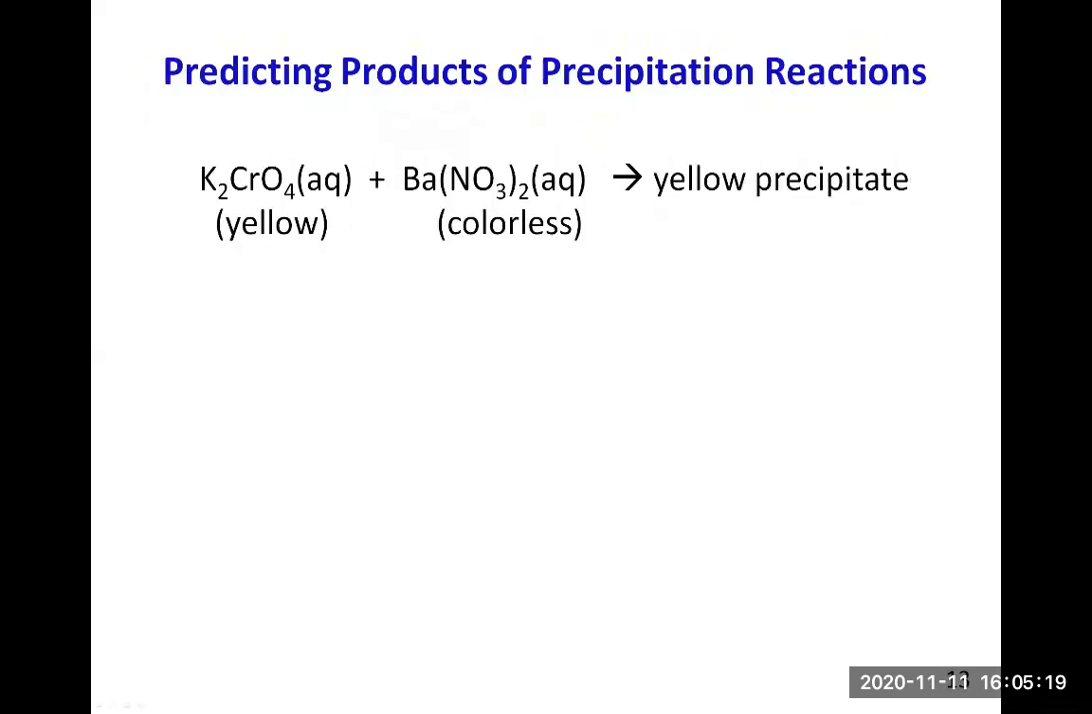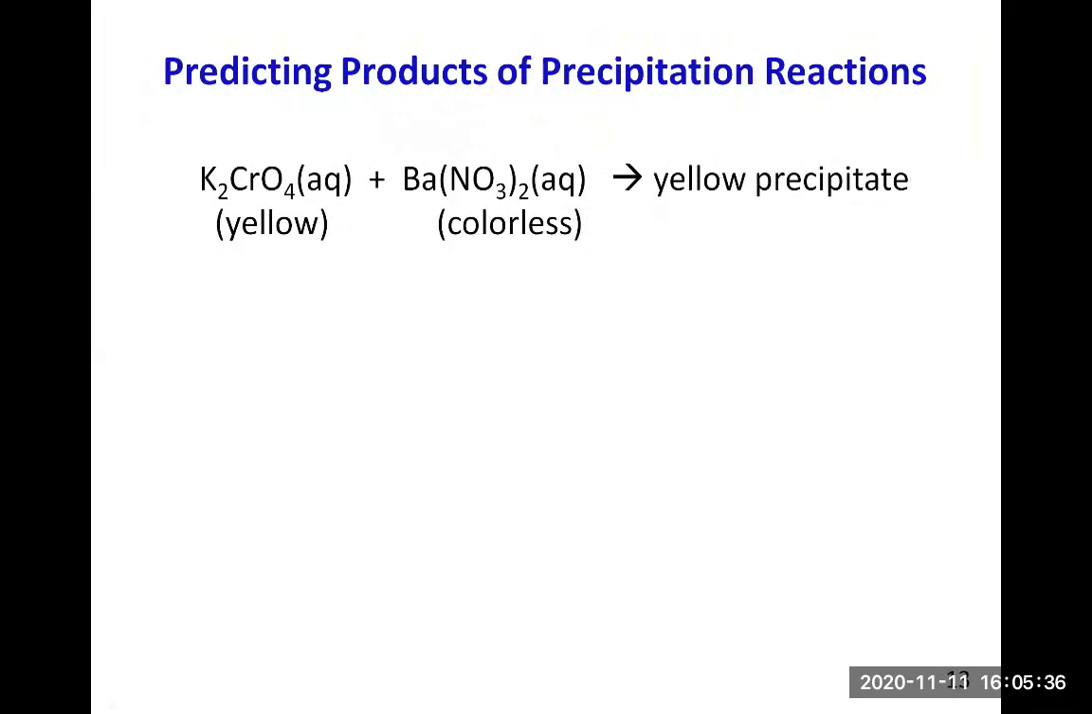So this is the second video of chapter 7, and we are trying to predict the product of a precipitation reaction. This second video will be going over the solubility rules.